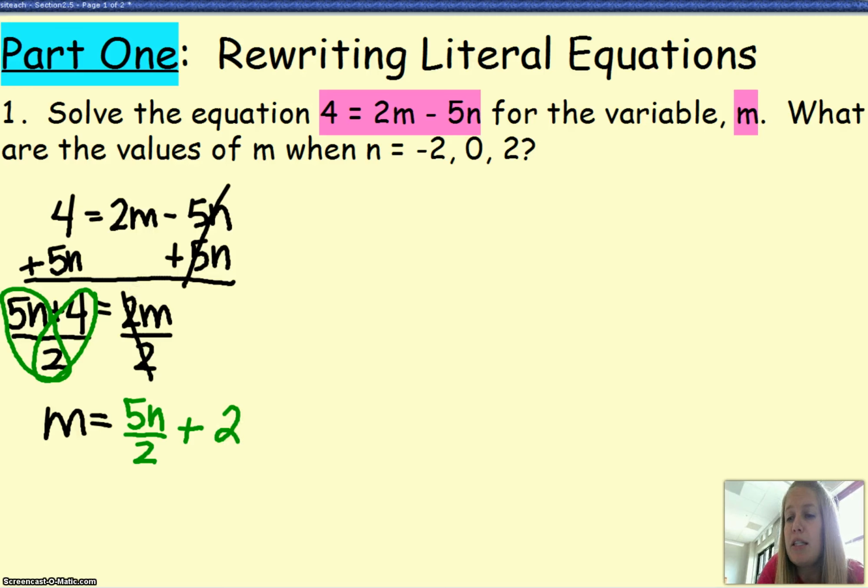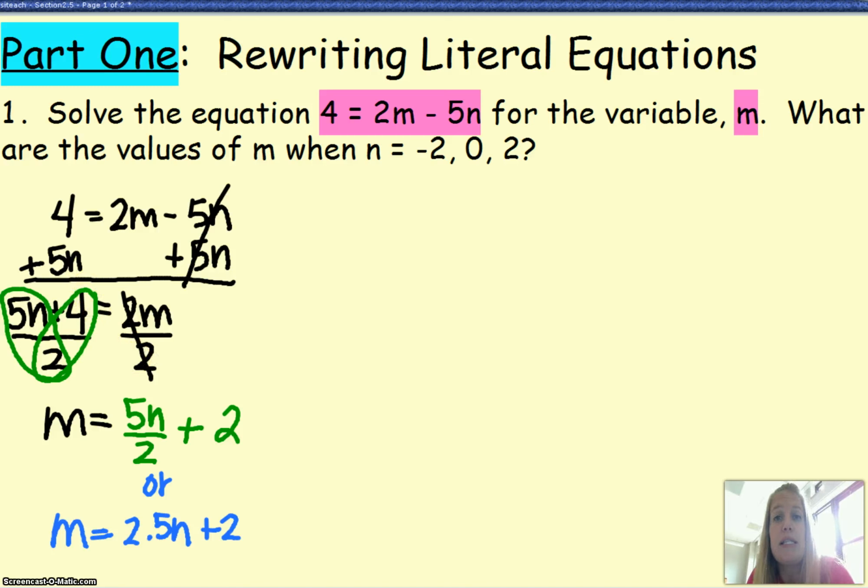Now, if you don't like this way, you could also write m equals, and then 5n over 2 is the same as 5 divided by 2. 5 divided by 2 is 2.5n plus our 2. So if you don't like this fraction here, you can simplify it to a decimal. Generally, it's easier to work with fractions.